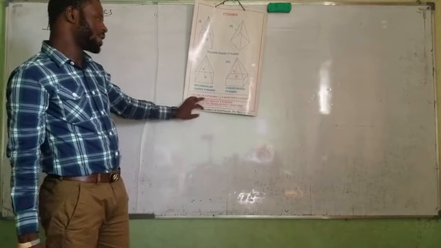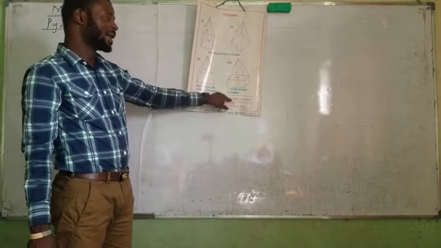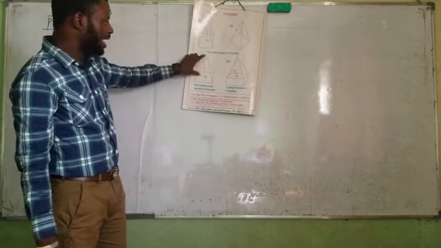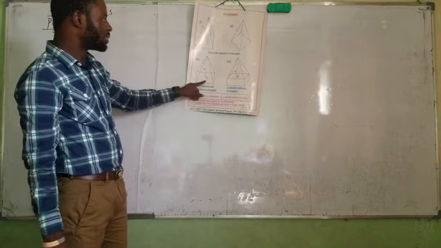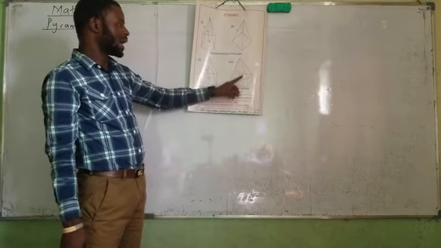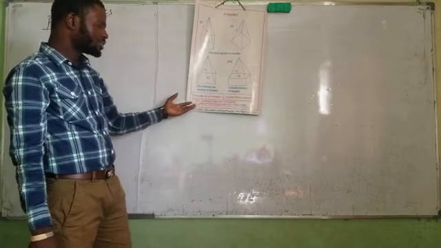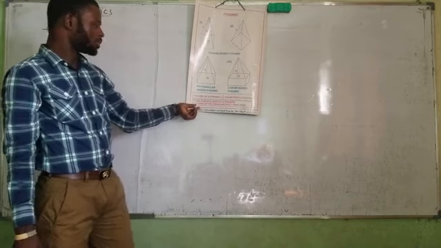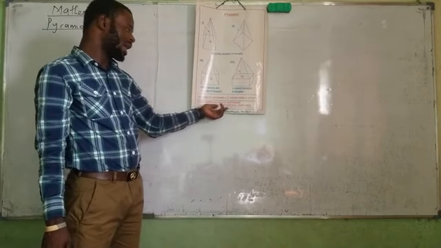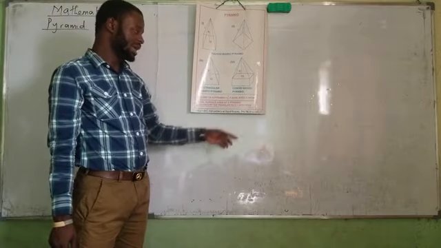which equals one third of the base multiplied by the height. From here to here is the height, and this is the base: rectangular base, square base, and cuboid base. And the total surface area of a pyramid always equals 4 multiplied by the area of the triangular faces, plus the base area.